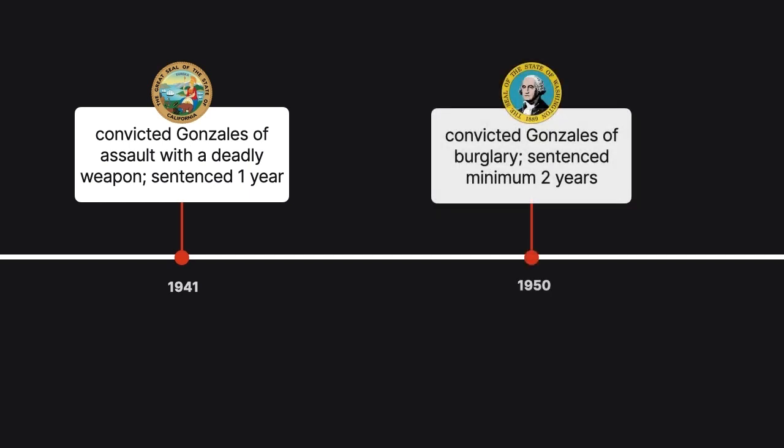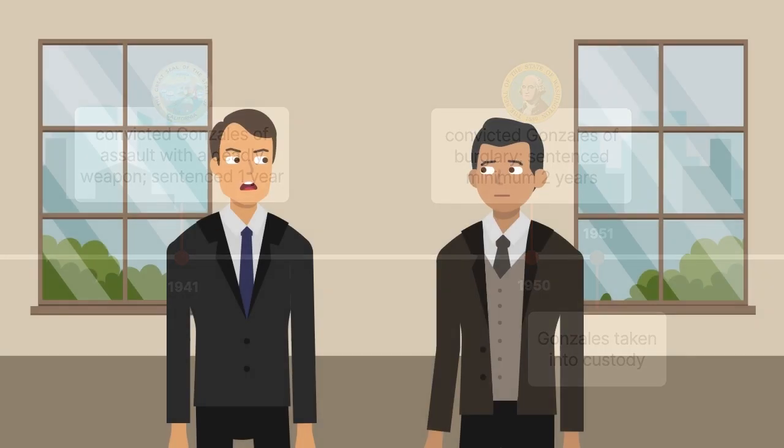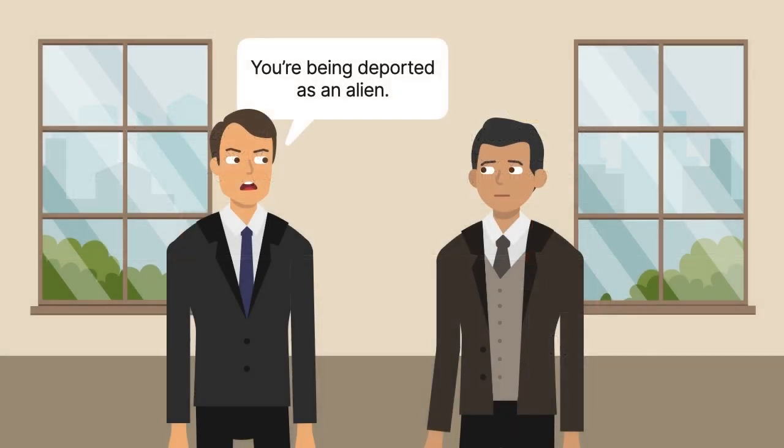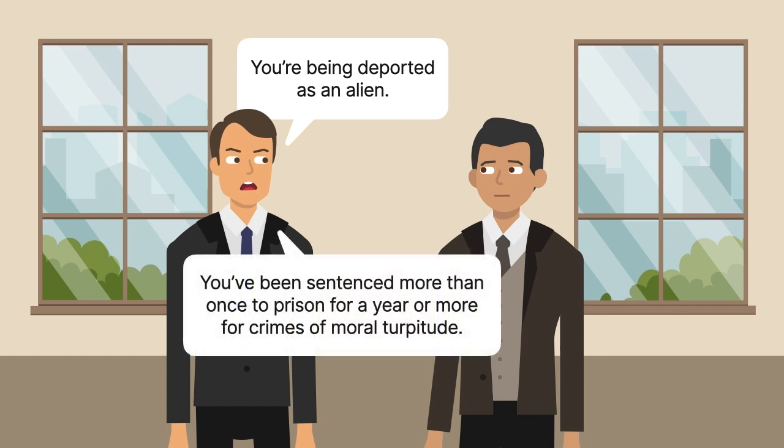In 1941, a California state court convicted Gonzales of assault with a deadly weapon and sentenced him to a year's imprisonment. In 1950, a Washington state court convicted Gonzales of burglary and sentenced him to a minimum of 2 years' imprisonment. A year later, Gonzales was taken into custody. The Immigration and Naturalization Service ordered him deported to the Philippines as an alien who'd been sentenced more than once to prison for a year or more for crimes involving moral turpitude.